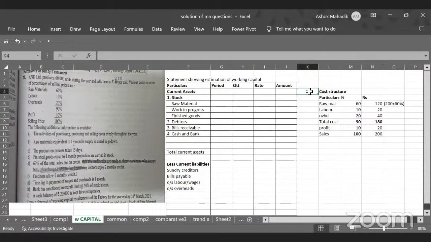So this was working note number 1. Next, one more working note you have to make. It will give you at least 2 marks. Working note number 2.